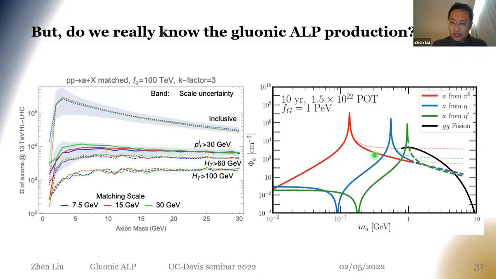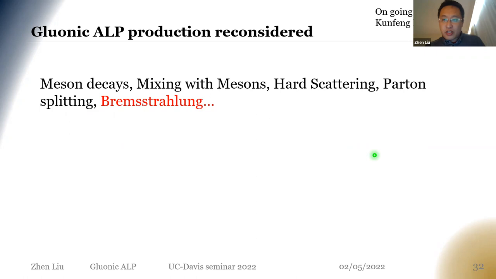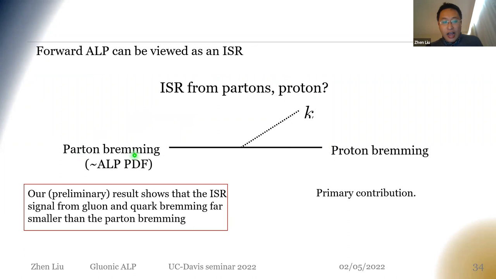This is really my ongoing work with our excellent postdoc, Kunfeng Liu at Minnesota. As Xinjia already hinted, we can consider meson decays, mixing with mesons, hadron scattering, parton splitting, Bremsstrahlung, et cetera. There are so many modes. So we actually consider each of them individually and estimate the size. Eventually we find that Bremsstrahlung seems to be an important piece and a very nice piece that allows us to do another, more controlled calculation. So what's that? We can have partons or protons. They can emit a pseudo-scalar meson.